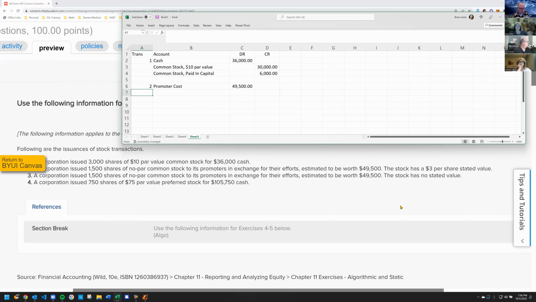Okay, whatever it is. It could be an asset, as a startup cost, or it could be an expense on the income statement. But either way, it's going to be a debit.